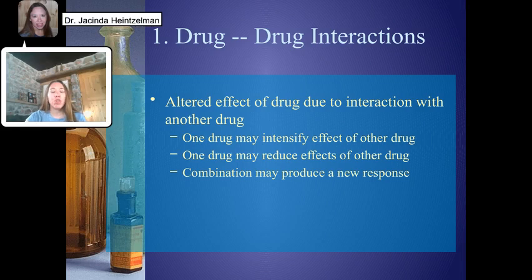Let's talk a little bit more about drug to drug interactions. And of course, what can happen in this? Well, we can see an altered therapeutic effect of a drug due to the interaction with another drug. What specifically could happen? Well, one drug may intensify the effect of another drug. One drug may reduce the effects of another drug, or it could be a combination of the two drugs. And now we're seeing a chemical change, and now it's producing a completely new response that we haven't predicted. We are going to talk a little bit more about this.